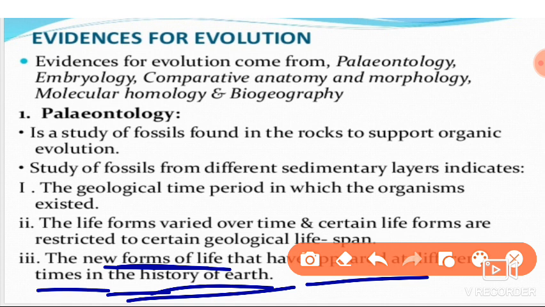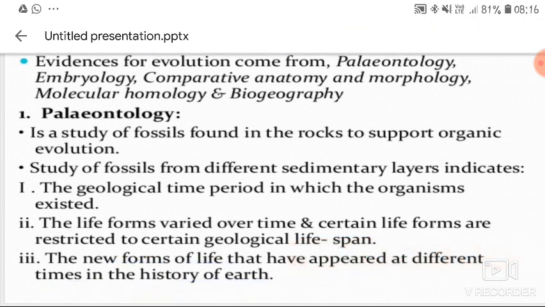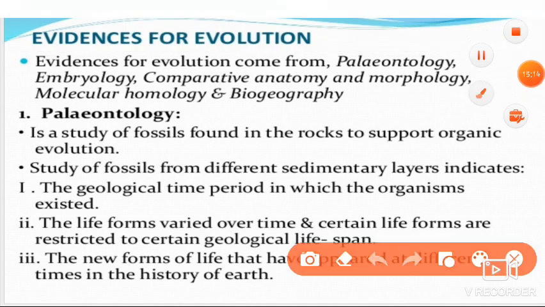For example, 1,000 years back one type of species is present, and 2,000 years back there is a different type of species. Like that, there is a formation of different species at different times in the history of earth. These are the fossil evidences, and these are the points regarding the fossil evidences. Please remember all these. Important.